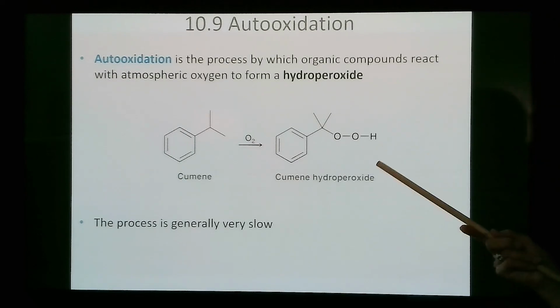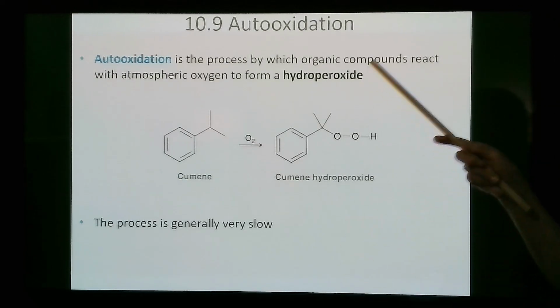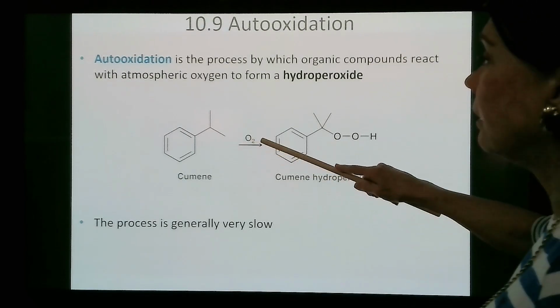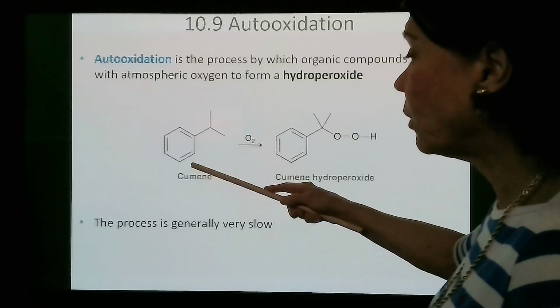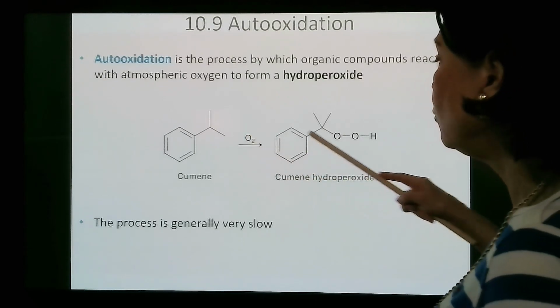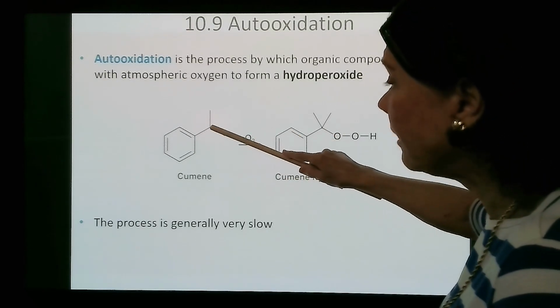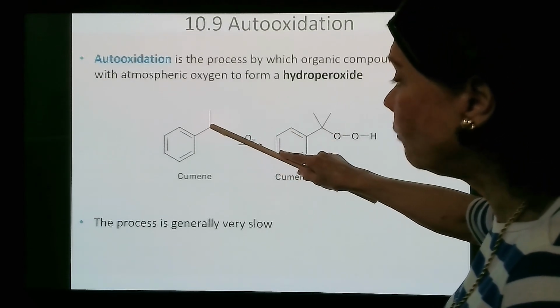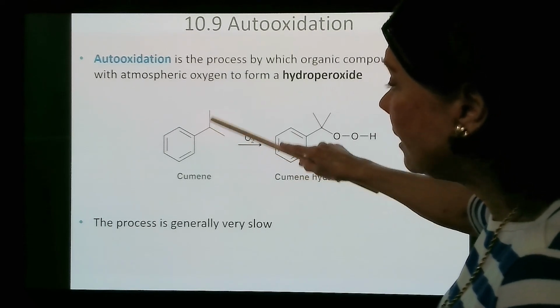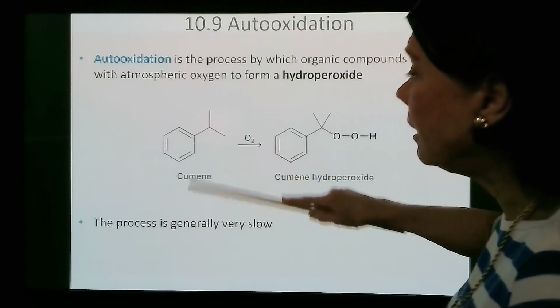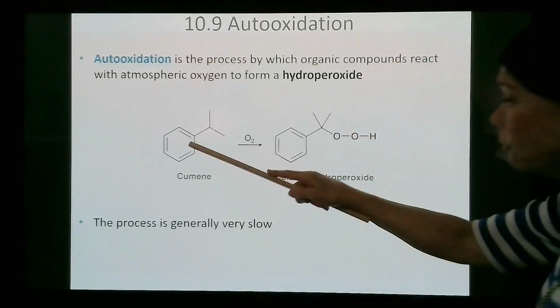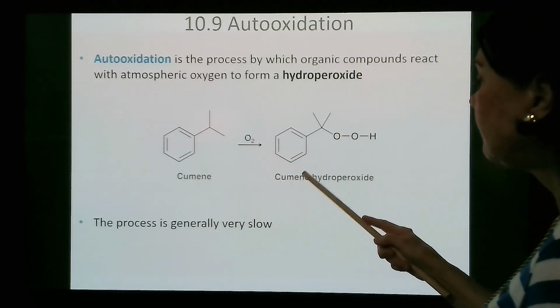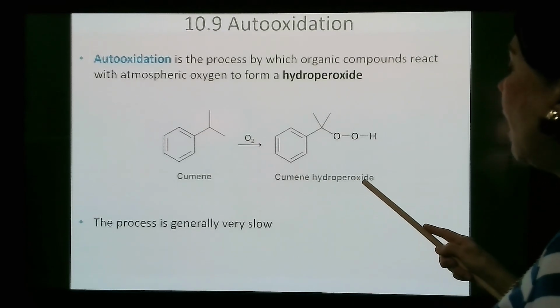Now, autooxidation is the process by which organic compounds react with atmospheric oxygen to form a hydroperoxide. So, for example, cumene can react with O2. Right here, you're going to have a very stable radical center formed, possibly because this is not only a tertiary carbon, but it's also stabilized by resonance. And so this is a cumene hydroperoxide.